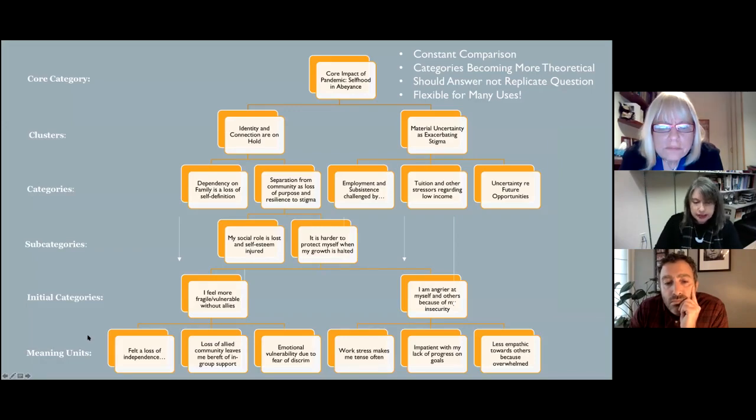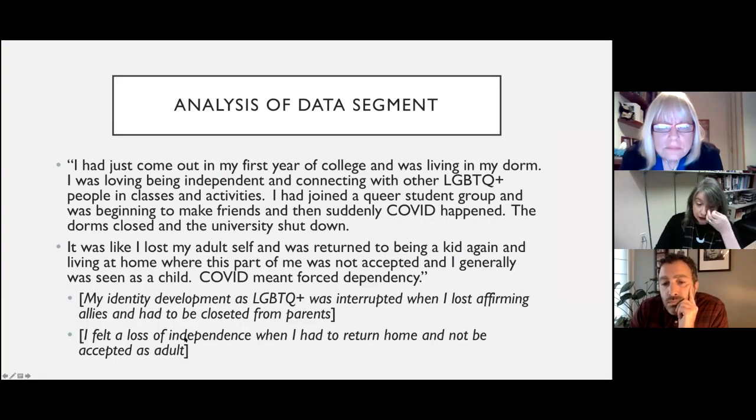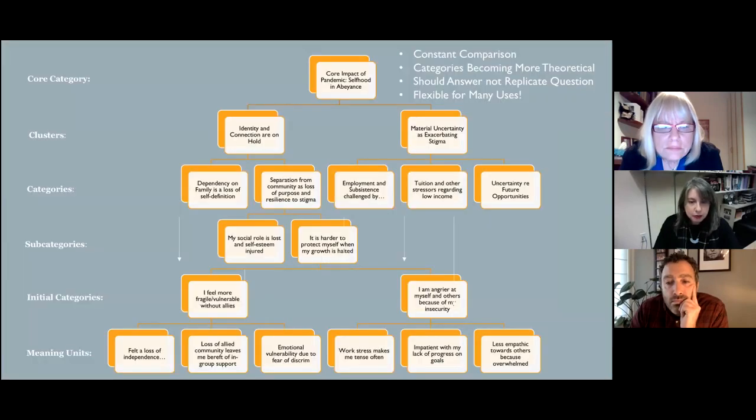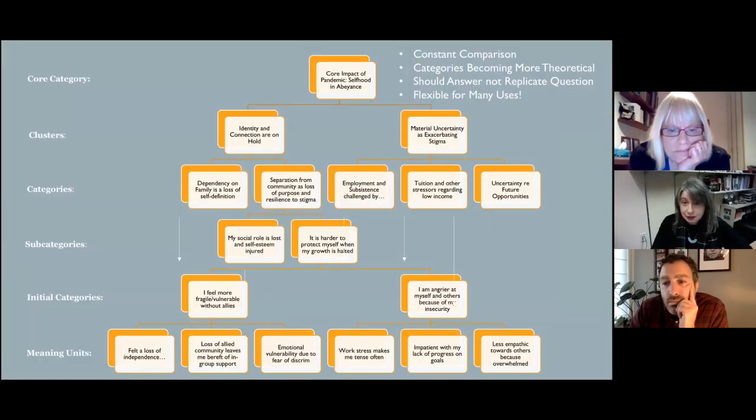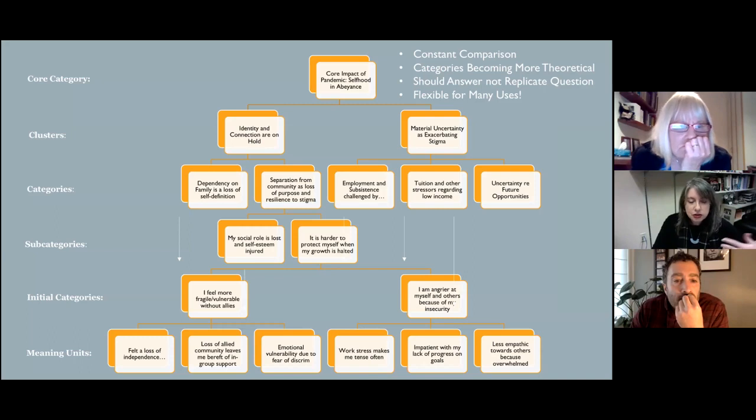This second one is more just about the idea of a loss of independence when I had to return home and not be accepted as an adult, which I guess has to do with power in terms of adult versus developing emerging adult structures, but is a little bit more broad across people in that age group having to have that experience. And again, it would be different for different people. So you would be collecting more data than just one person in grounded theory.